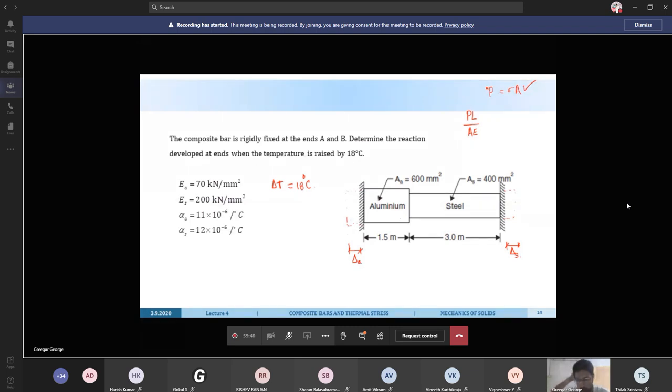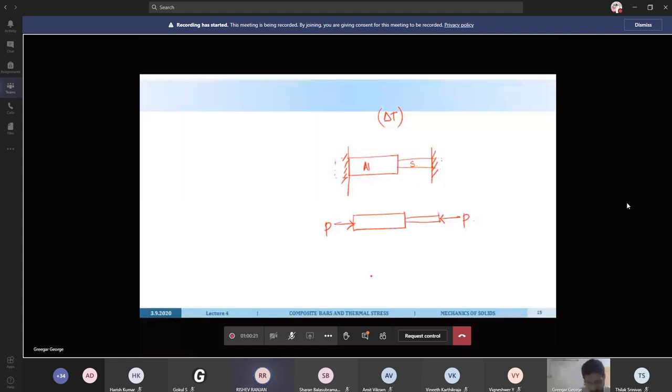Again, can you tell me what will be the elongation in aluminium because of the change in temperature, delta A? So 11 into 10 to the power minus 6. We can do one thing. We can write P into L, length is given as 1.5. For aluminum, P into 1.5 upon area, 600 meters square, into E, given as 70, which equals delta L. And delta L, can you tell me the expression again?